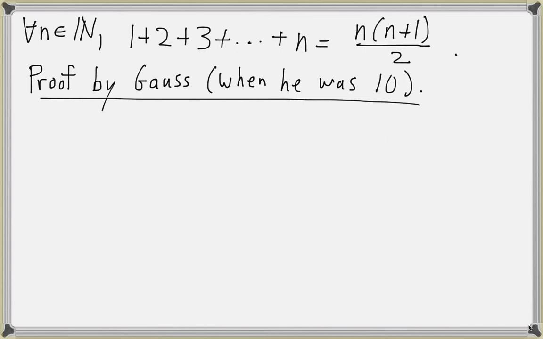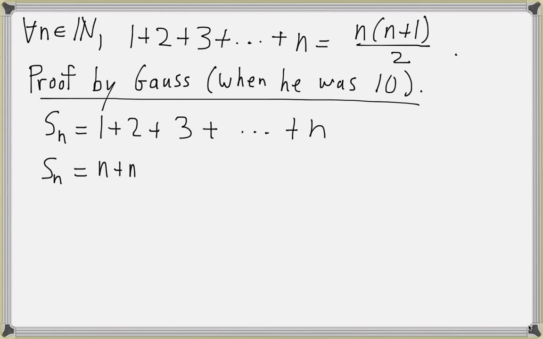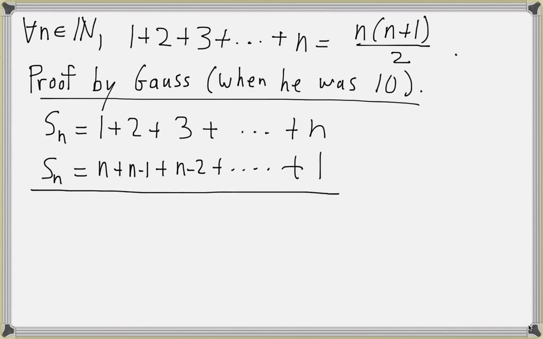This proof doesn't use the principle of mathematical induction. What Gauss did, he said, well, let's define Sn to be the sum of the first n natural numbers, so 1 plus 2 plus 3 plus all the way to n. And he noticed that if you write this sum backwards, this also equals the same sum. So now I'm going to write n plus n minus 1 plus n minus 2 all the way down to the last term, which was 1. So I've added the same n numbers twice. And then he noticed that if he adds both sides of these equations together, Sn plus Sn gives you 2Sn, and that's the sum we're trying to find a formula for.